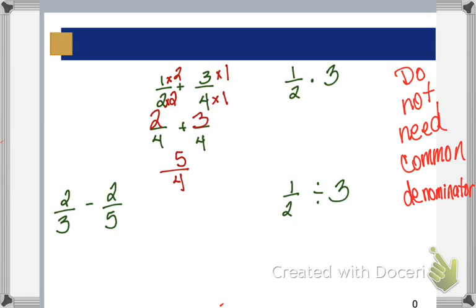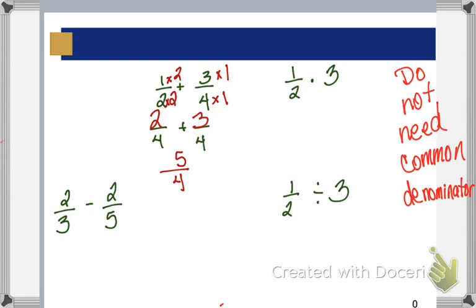Now, me telling you that you can leave it improper is not me telling you you don't have to simplify. So I want you to look at this. This is 5/4. What's the difference in this improper fraction and this improper fraction? It's basically 9. Which one's not simplified? The 18/4. Correct. 18/4 is not simplified. It's improper, but it's not simplified.